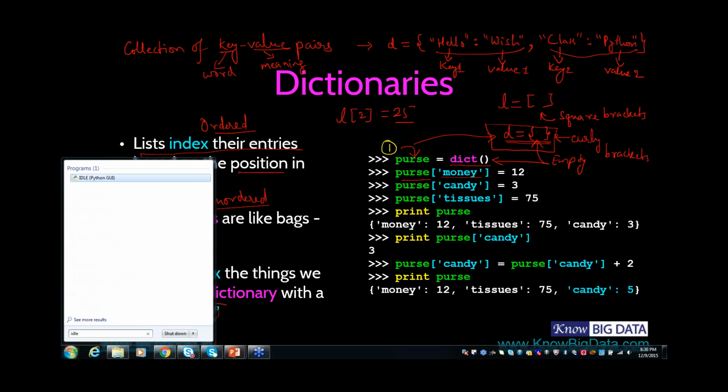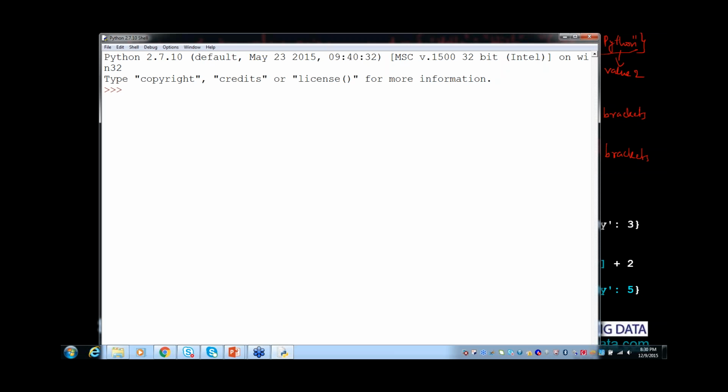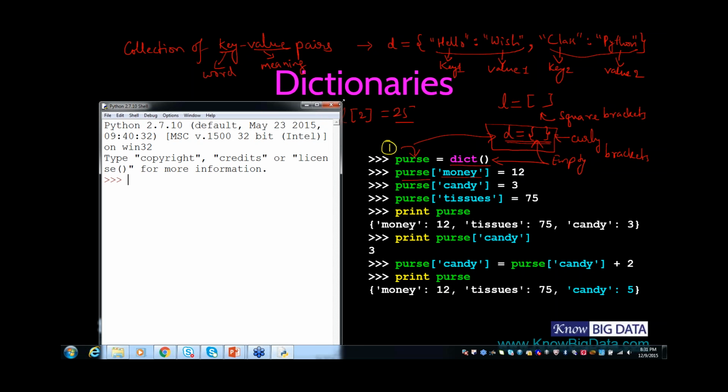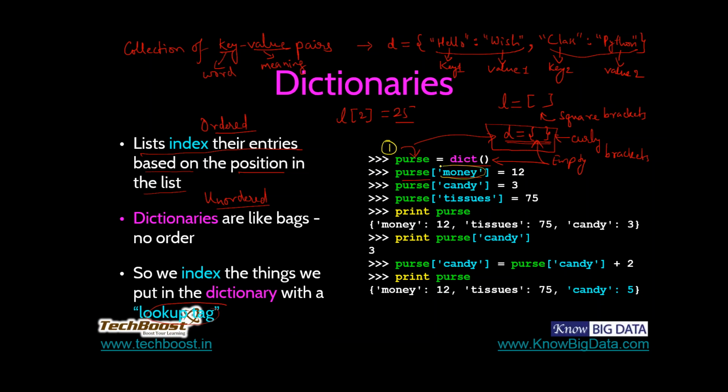Let's see an example of this. Let me try to open IDLE and try to demonstrate this. Let's see this example working. So I'll do the same kind of step here. I do purse equals dict. Now if I try to print purse, you see I get an empty dictionary, which is open curly bracket and close curly bracket. The second operation is I'm trying to add a key or a label with the name money, and its corresponding value would be 12.